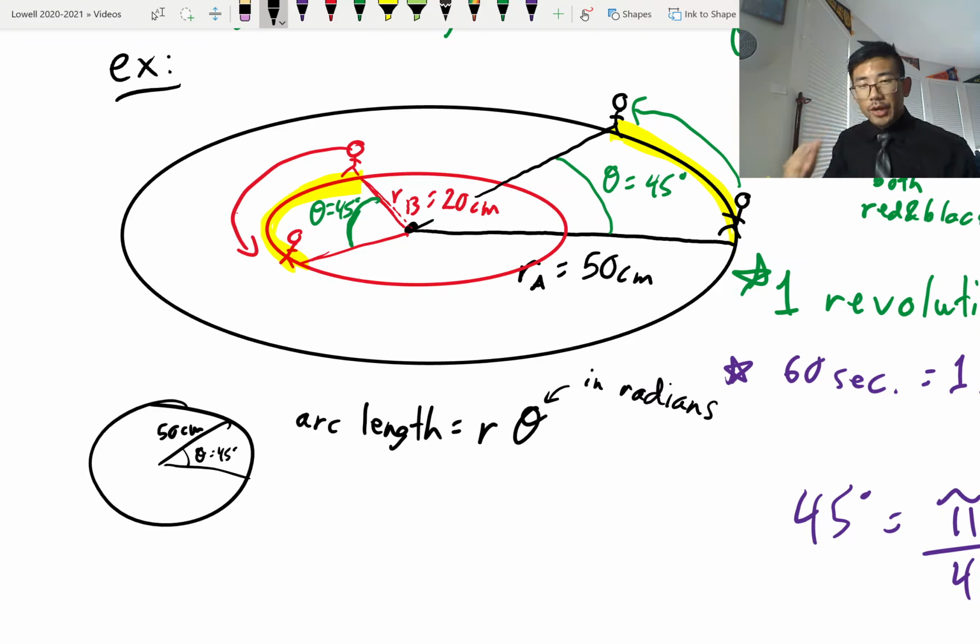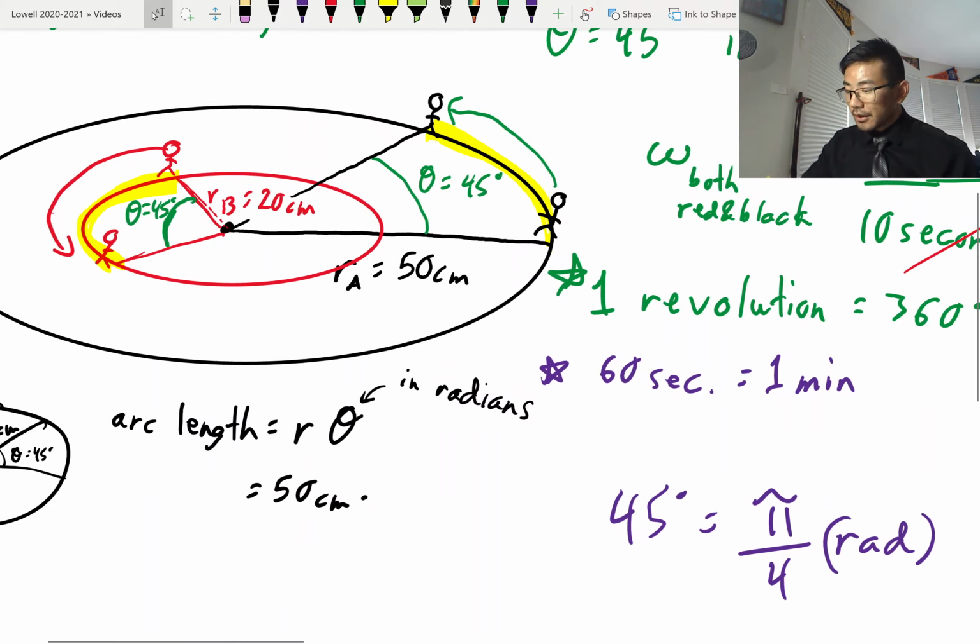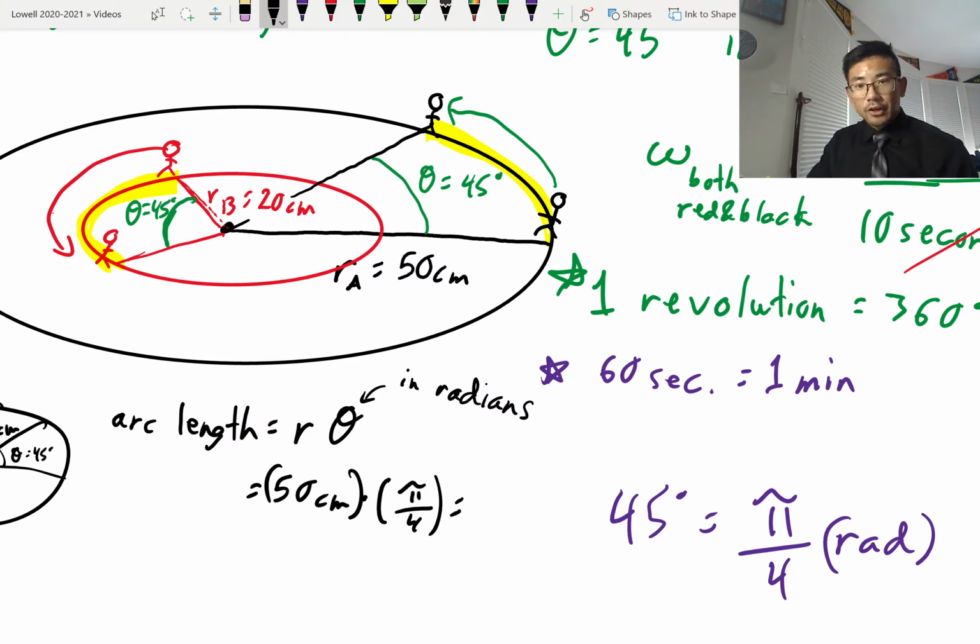I'm not going to go through why that works because we had talked about it in class. But if that's the case, then our arc length is just 50 centimeters times, let's see, 45 degrees is pi over 4. We had just figured this out. It's right there. Times pi over 4. And this is going to give us our distance that we've traveled. So that'd be 50 pi over 4. So I'll just say 25 pi over 2 if I simplify it.